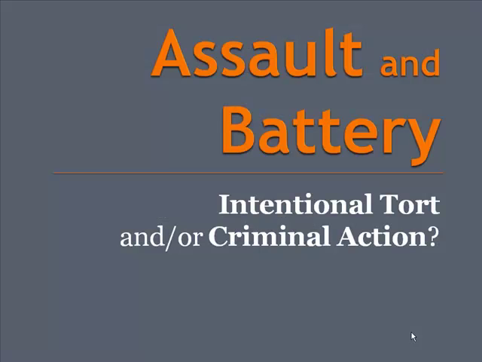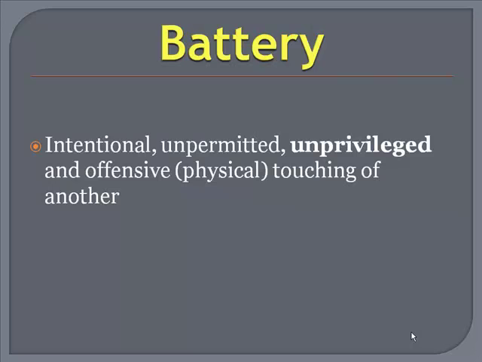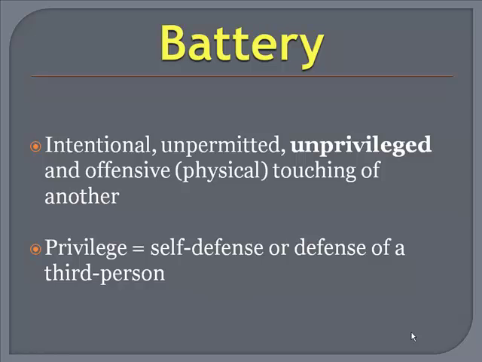Now let's talk precisely about assault and battery. So we will make the difference between intentional tort and criminal action here. The battery is an intentional, unpermitted, unprivileged, and offensive physical touching of another. You can be morally touched, that's not a battery. Of course, there is one exception or privilege, which is the self-defense or defense of a third person.